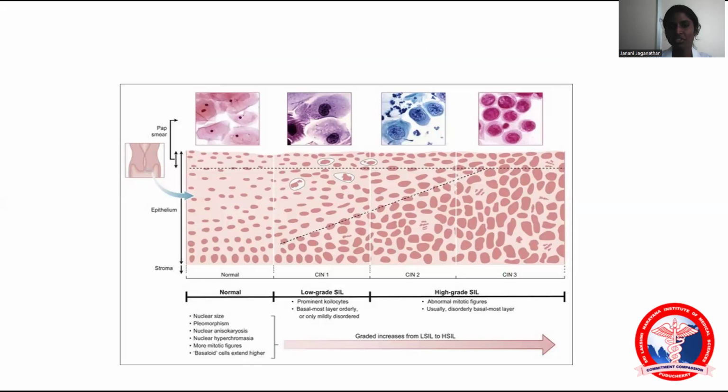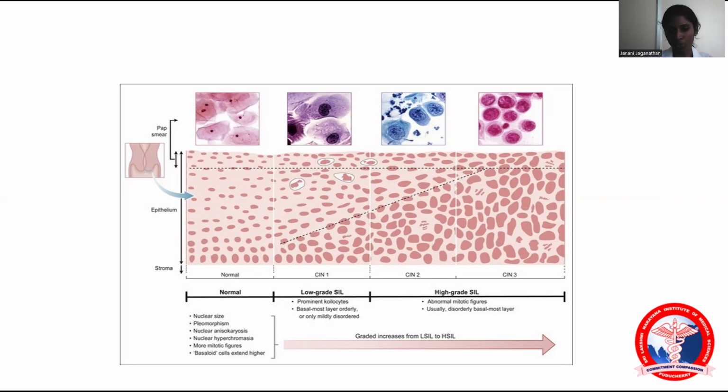This is the picture showing different degrees of dysplasia. The left side one shows normal cells seen in cervical epithelium. While taking a pap smear, only superficial cells will be seen. When it is CIN1, intermediate cells will be seen in the pap smear. In case of CIN2, parabasal cells will be seen. And in case of CIN3, even basal cells will be predominantly involved.